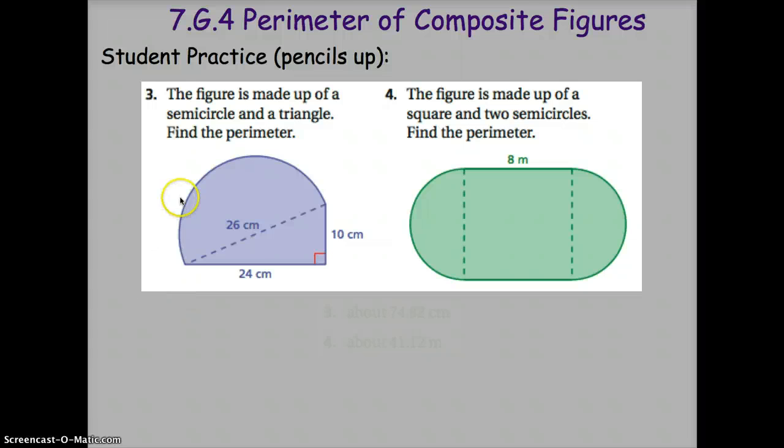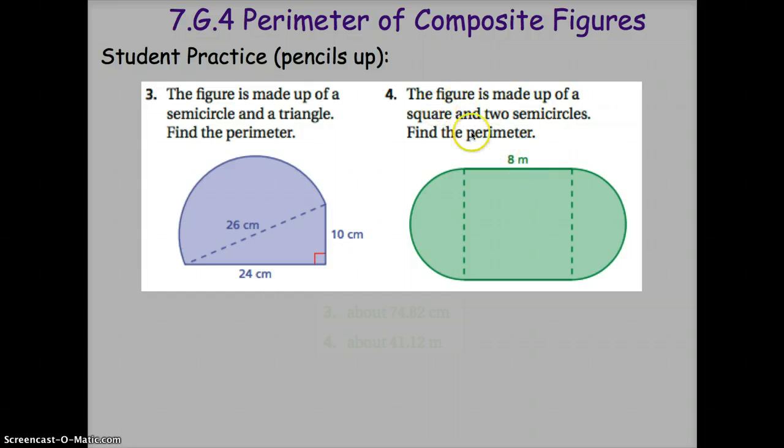Okay, welcome back. Let's see how you did. Here we have a semicircle with a diameter of 26 centimeters. So on this problem here, you are doing C equals pi d, and then cutting it in half or dividing it by 2. Then we add on the 10 and the 24 to get our final total of the entire shape.